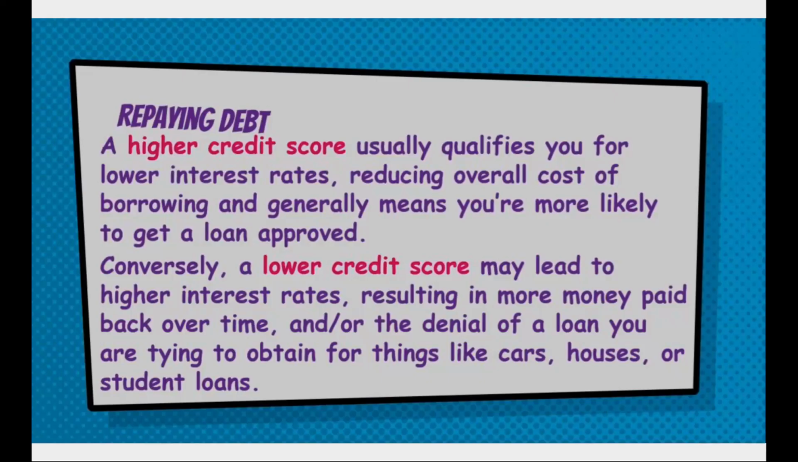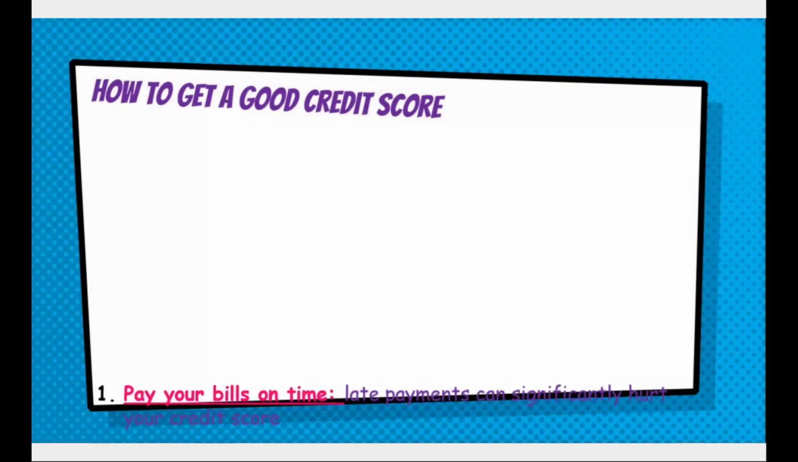A lower credit score may lead to higher interest rates, resulting in more money paid back over time, and/or the denial of a loan you were trying to obtain for things like cars, houses, or student loans. So if you try to buy a car but your credit score is not high, they can say, sorry, we can't sell to you. But you may have a cosigner, and then you might have to ask your dad or your grandma to cosign, which means if you default on that loan, that affects their credit too. So if they don't trust you to pay that back, then they may not cosign for you.